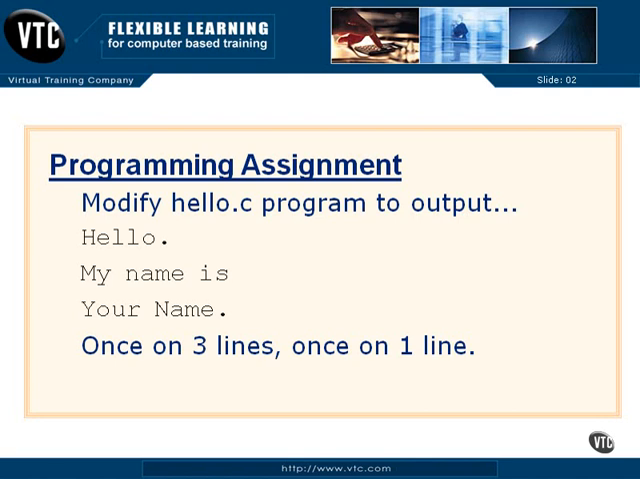Alrighty, here's your first programming assignment coming up. I want you to go into your editor and modify your hello.c program to output "Hello." new line, "My name is" new line, and then put your name in there. You can write your name if you want to, but it's a little more interesting if you get your own name in there. Nothing that we like to see more than our own name up in lights on a screen. And then put a period at the end of that.